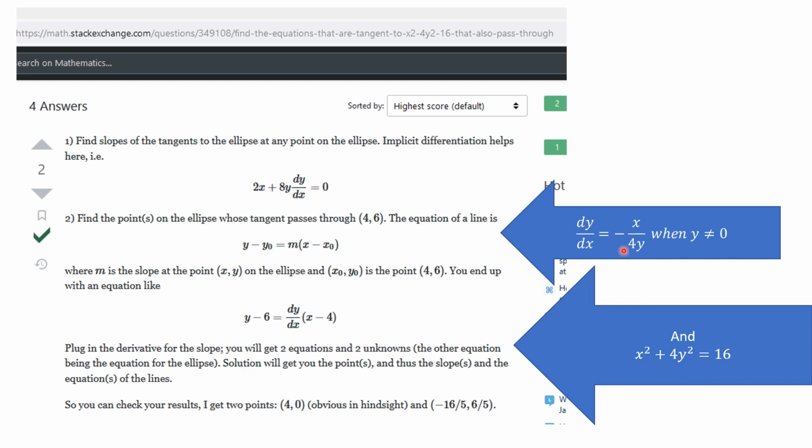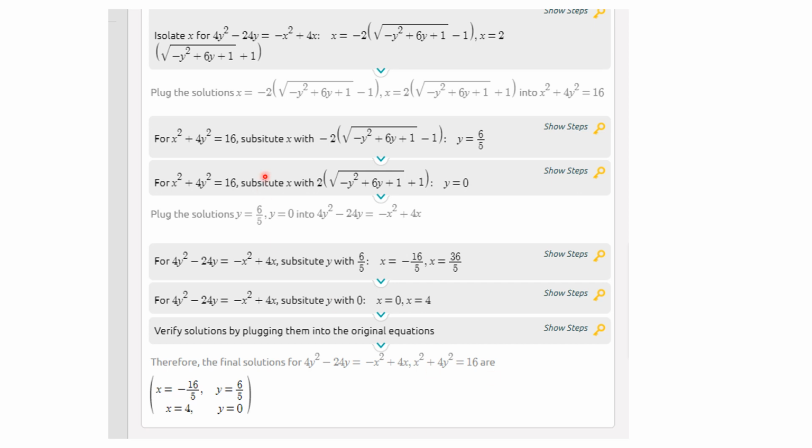I multiplied all the way through here by 16 to make this easier. So you will plug in this value for the derivative. That gives you one equation, and you will solve it simultaneously with this equation. The details of the algebra are here. You're solving a quadratic equation for x. Again, algebra is your friend, and that's what you can get.